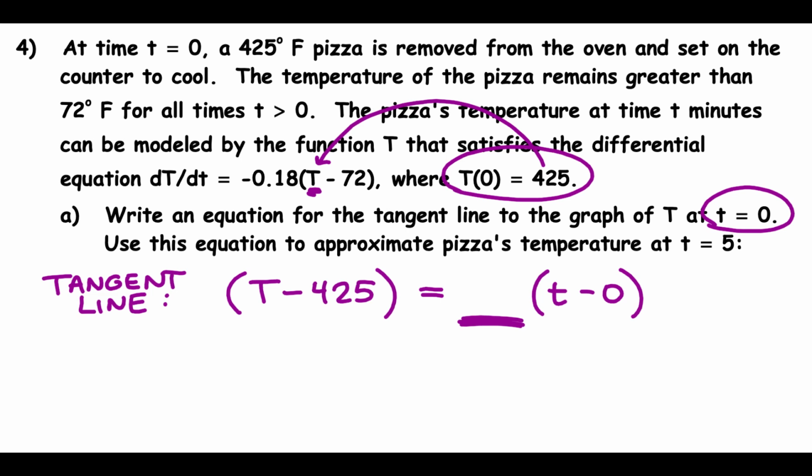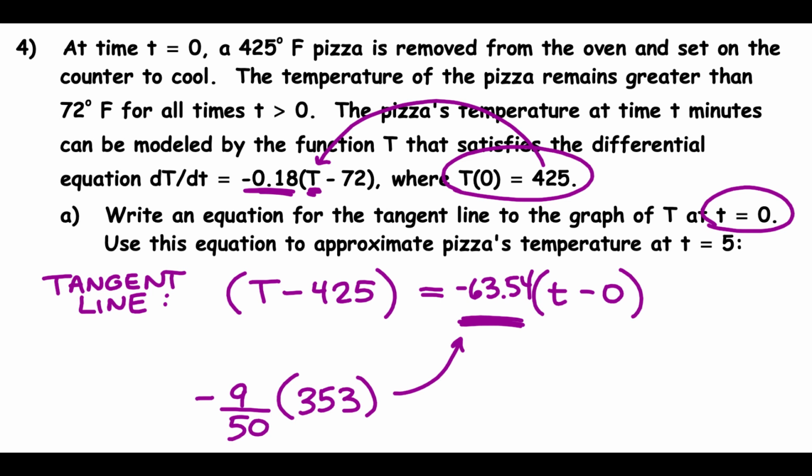425 minus 72 is 353. Sorry, I'm doing a little mental math here. We've got a negative out front. That's 18/100ths, that's 9/50ths. Okay, you know what? So much for mental math. I'll grab my calculator here, and that's going to be negative 63.54.